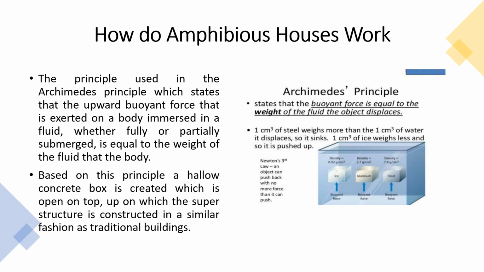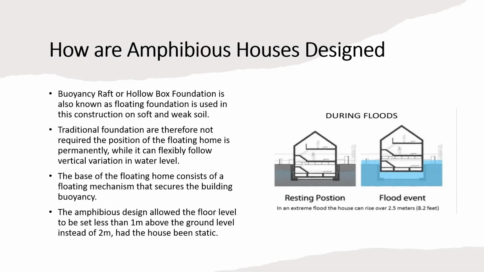How does an amphibious house work? An amphibious house works on the basis of Archimedes principle, which states that the upward buoyant force exerted on a body immersed in a fluid, whether fully or partially submerged, is equal to the weight of the fluid that the body displaces. Based on this principle, a hollow concrete box, open on top, is created, on which the upper structure is constructed in a similar fashion as a traditional building.